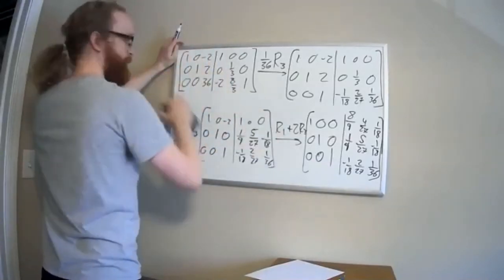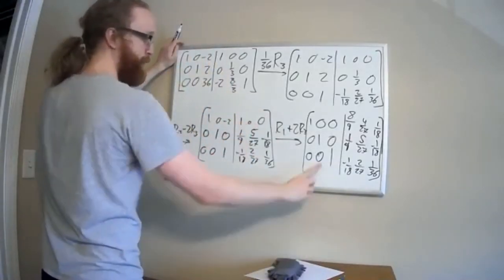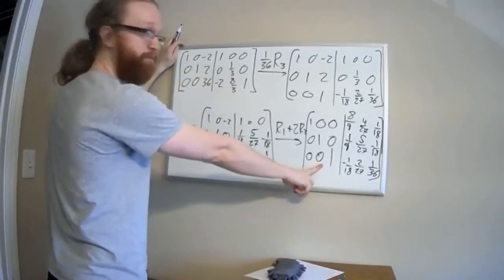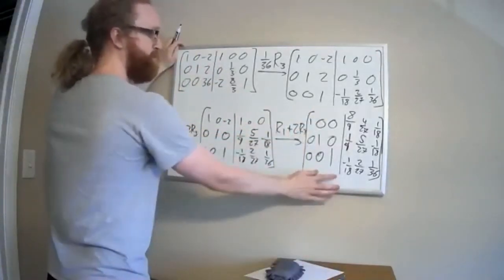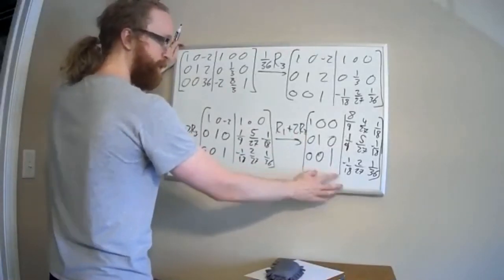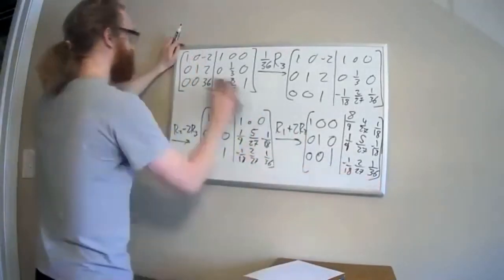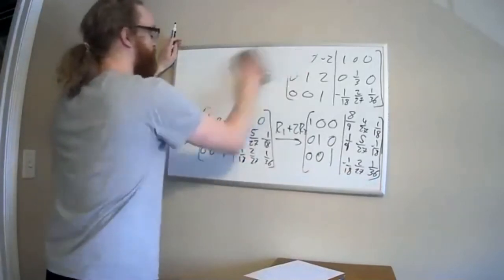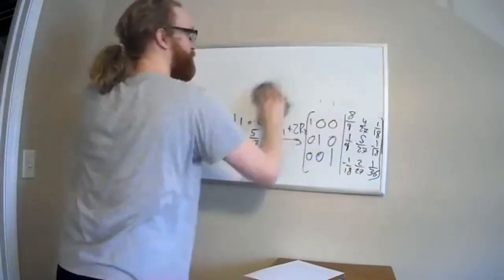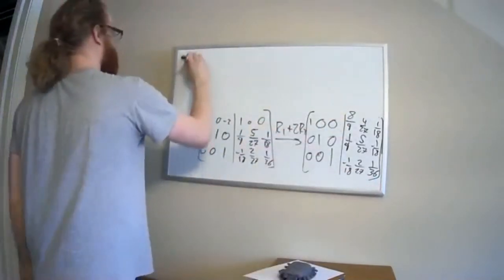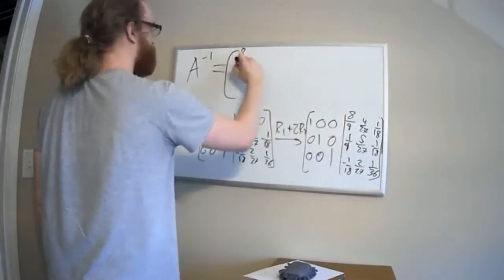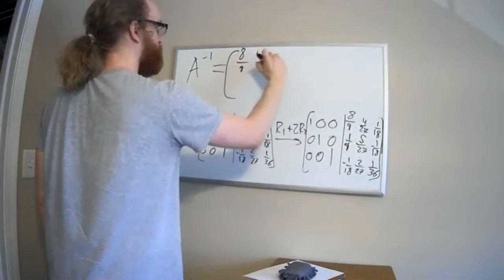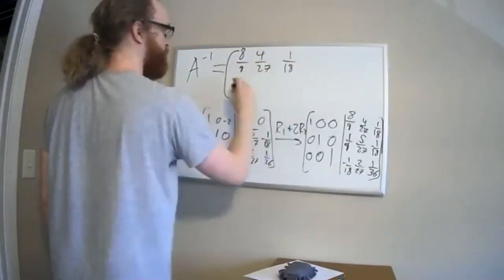Here we go. So we succeeded in getting the identity matrix on the left side. We got 1, 1, and then 1, 1, 1, and then zeros everywhere else. So this is fully reduced, and it's the identity matrix, meaning that this must be our inverse matrix. So just to summarize, A inverse equals that thing over there. So that's 8 over 9, 4 over 27, 1 over 18, 1 over 9.